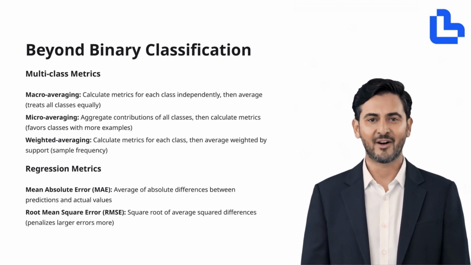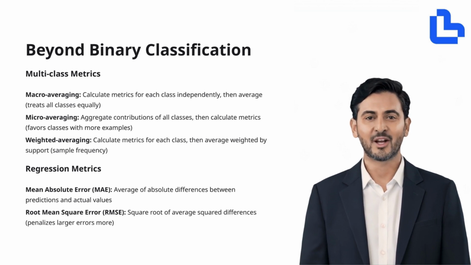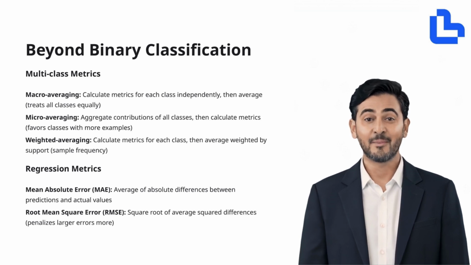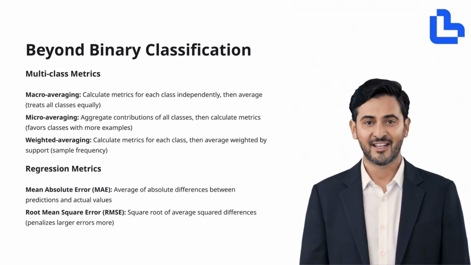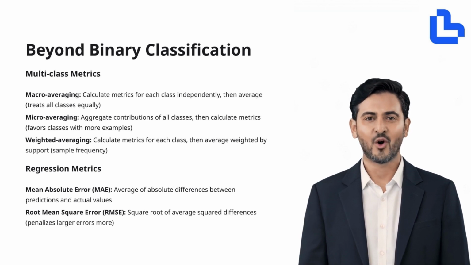Root mean square error, RMSE, squares the differences before averaging and then takes the square root. This penalizes larger errors more heavily, making it useful when big mistakes are especially costly. Choosing the right metric depends on your model type and business context. Whether you're classifying, ranking, or predicting numeric values, understanding these metrics ensures you're evaluating performance in a way that truly reflects your goals.